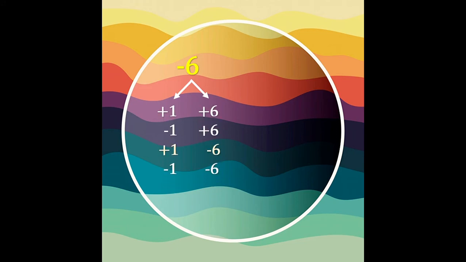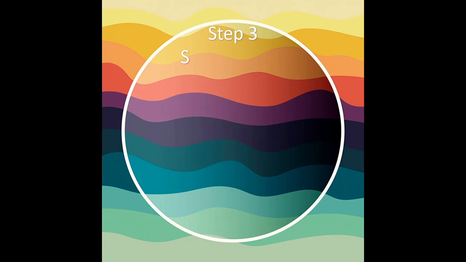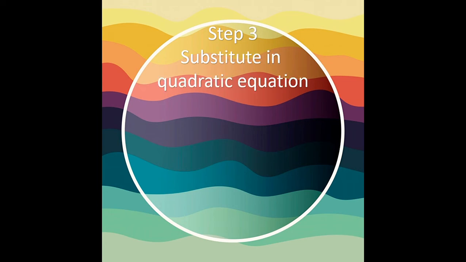So we will select those, and we have here. Now we need to figure out which one is going to give us minus 5. Plus 1 and plus 6 would give us plus 7. Minus 1 and plus 6 would give us plus 5. Plus 1 and minus 6 would give us minus 5. Minus 1 and minus 6 would give us minus 7. So we know that plus 1 and minus 6 are the factors that are going to give me minus 5x.